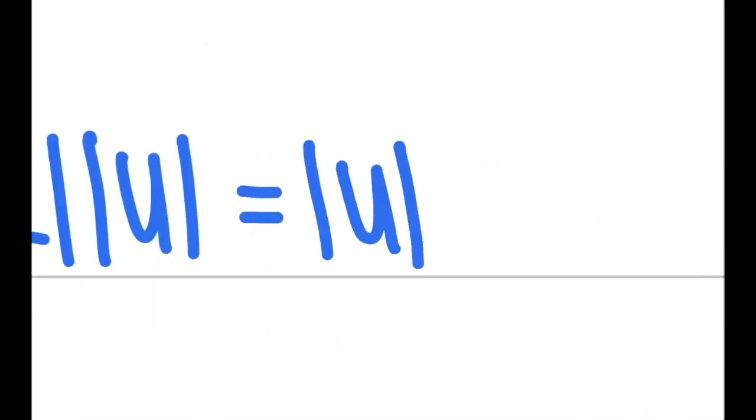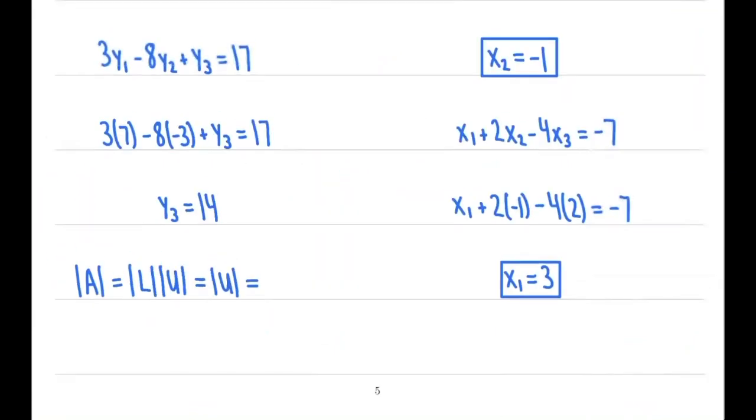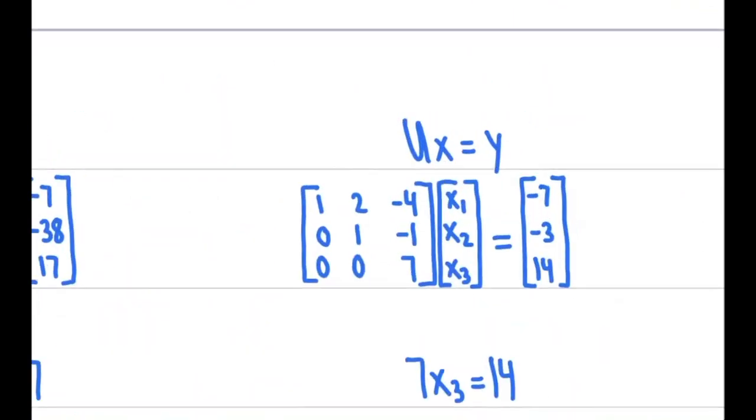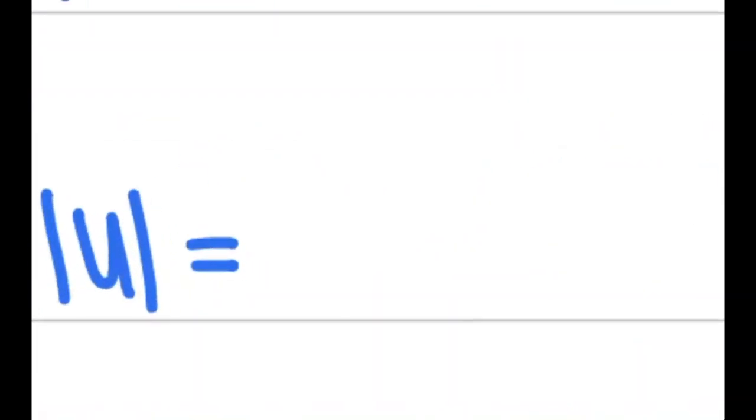And the determinant of U, again, it's a triangular matrix, so we just have to multiply the entries on the main diagonal. So we have 1 times 1 times 7, so you get 7.